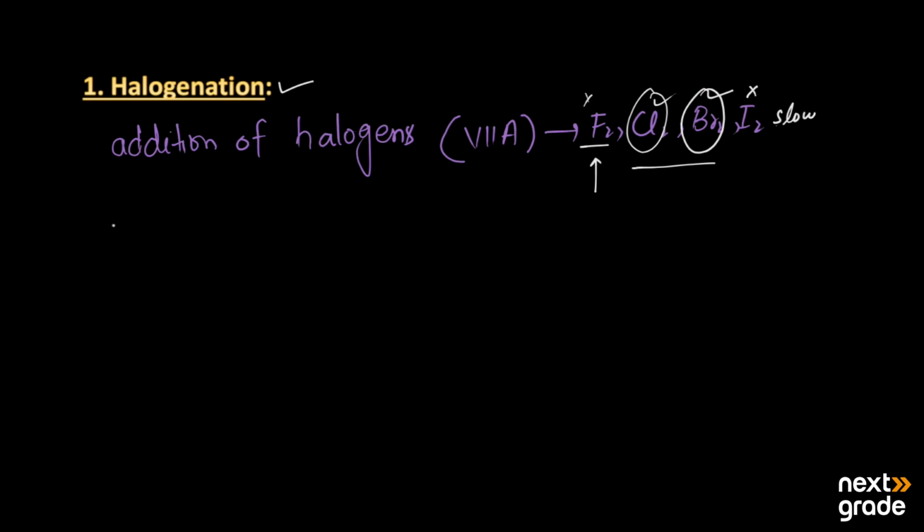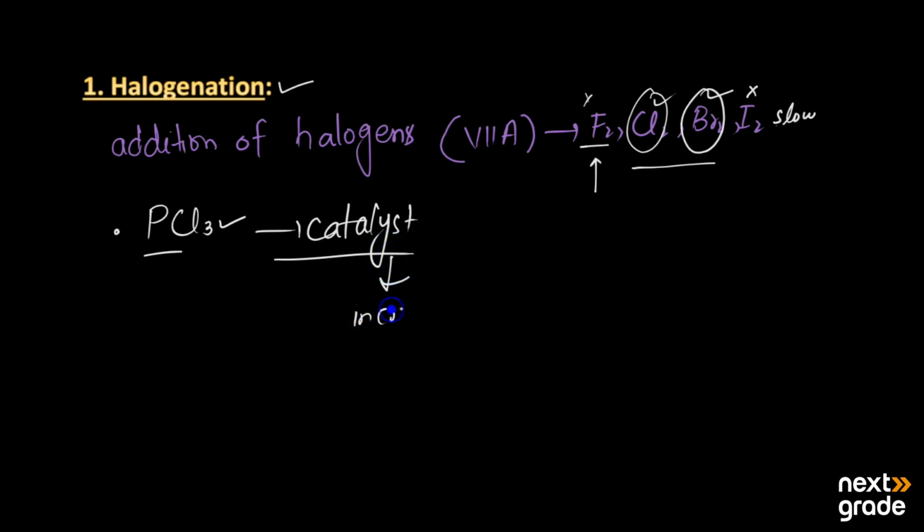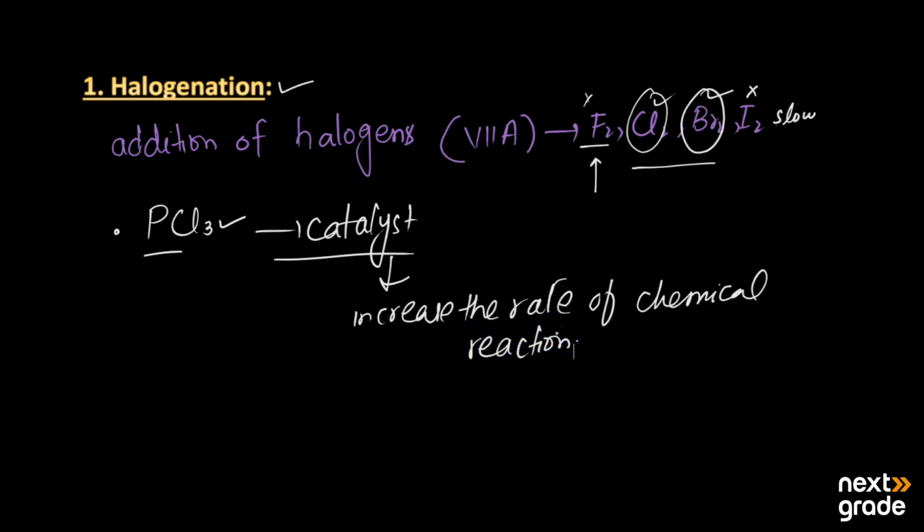In this reaction, we have a catalyst, that is phosphorus trichloride. What is the purpose of using a catalyst? It is used to increase the rate of the chemical reaction, or to speed up the chemical reaction. So in addition to this, we can have the reaction with chlorine and bromine. It is going to happen in two steps.